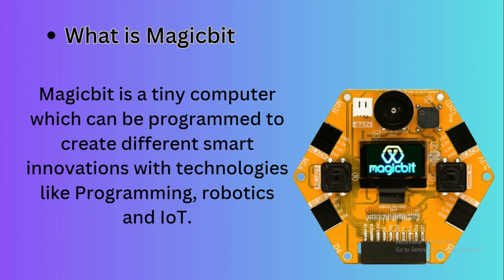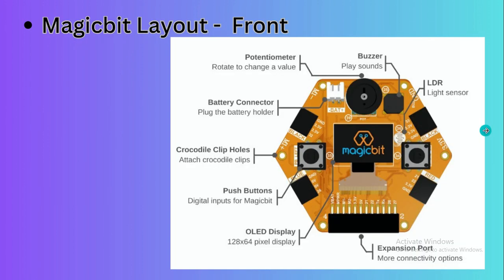This Magicbit is a development board which is similar to the other development boards that you have heard of, like Arduino Uno, Microbit, ESP32, like that. So now let's see what components are available on this Magicbit. This is the front side of it. In the front side, at the middle, you can see there is an OLED screen, and on the other sides of the OLED screen, two push buttons are there, and in between the OLED screen and the right side push button, there is an LDR. On top of the LDR, we have the buzzer, which can be used as a speaker to get some sound outputs.